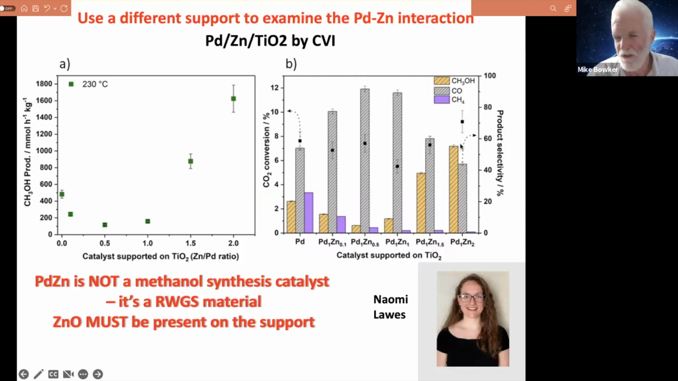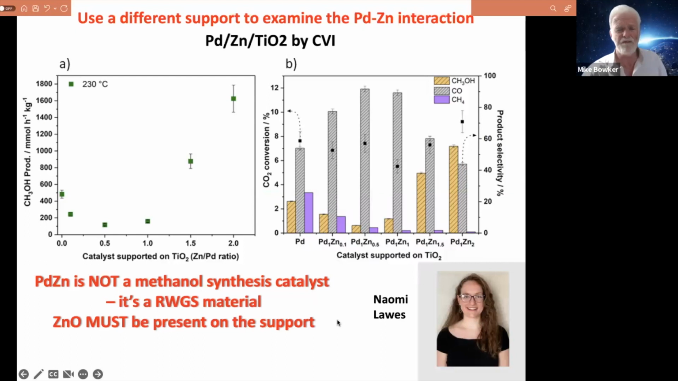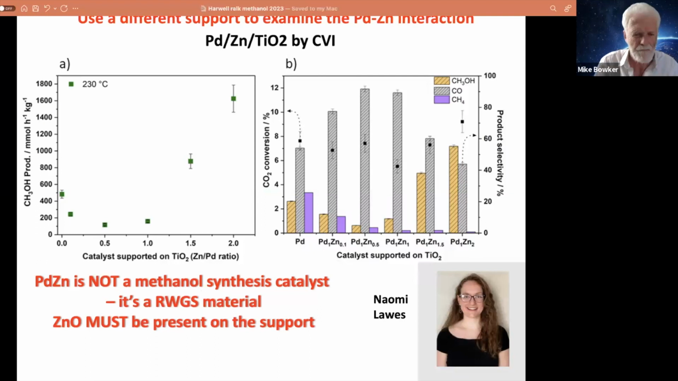By the time we get to 2-to-1, which represents palladium-zinc on one monolayer of zinc oxide on the titania catalyst, you can see that we've got dominance by methanol. We've got about 55% selectivity to methanol at that point, very little methane, and the rest is CO. So the conclusion is that palladium-zinc is not a methanol synthesis catalyst. It's a reverse water gas shift material, and zinc oxide must be present on the support for it to be selective to methanol.